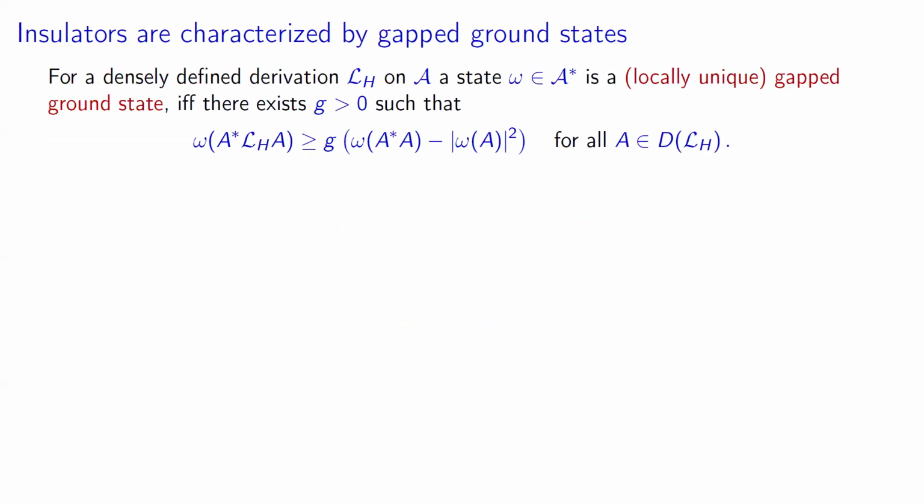And now the central modeling assumption is that we assume that we have a Hamiltonian, such a derivation, such a sum of local terms, that has a gapped ground state. Now, what does it mean for such a derivation on the algebra to have a gapped ground state is what I've written here. So it's a condition. Omega will always be a state, and a state omega is a gapped ground state for the Hamiltonian H, or for this Liouvillean, if this inequality is satisfied.